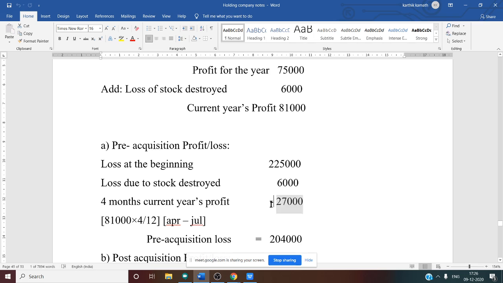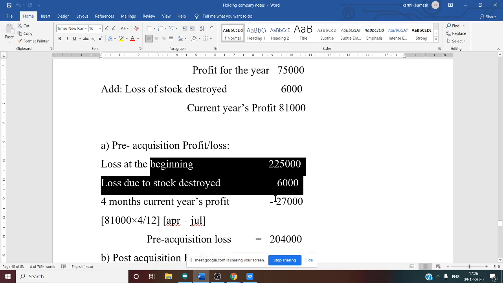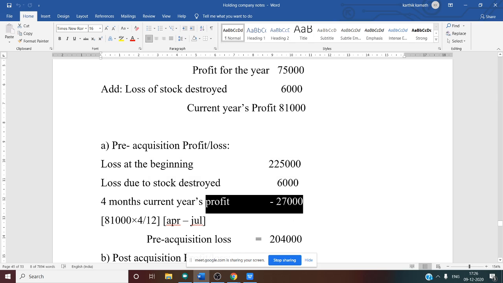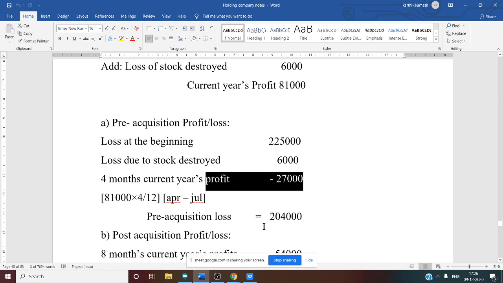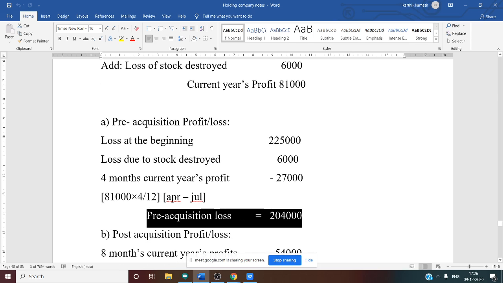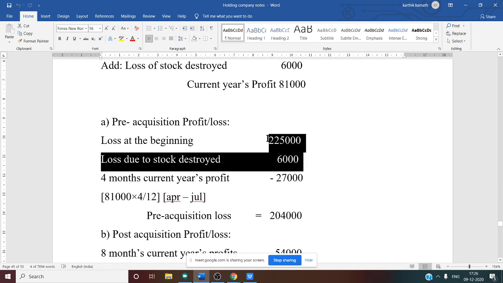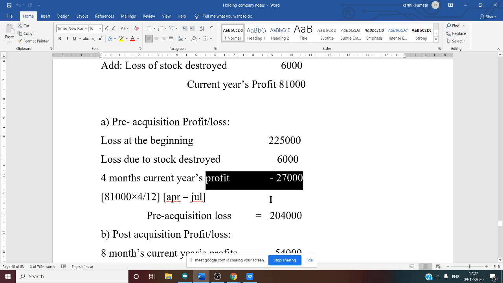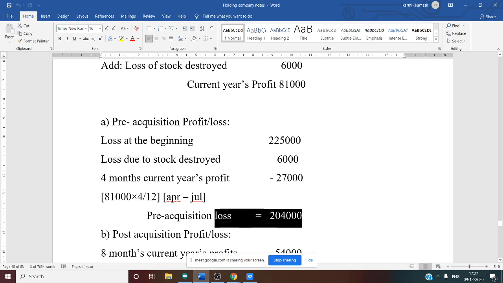Why have I written the negative symbol here? Because here the negative balance, that is loss balance, is more. Loss balance is more, positive balance is less. That is why I have taken the negative symbol for profit. So you can easily determine pre-acquisition loss here. Here there is no pre-acquisition profit. Why? Because negative balance 2,31,000 is more than the positive balance 27,000. That is why now pre-acquisition loss, this balance, is negative 2,04,000. Now we can find out this one.